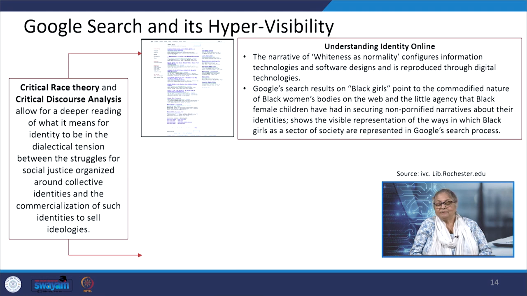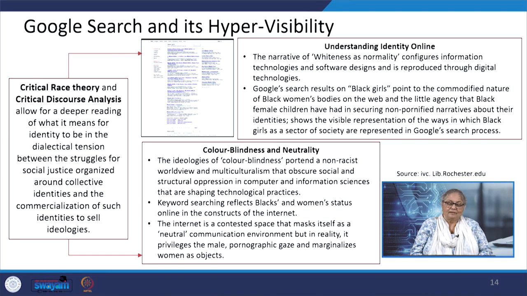It shows the visible representation of the ways in which black girls as a sector of society are presented in the process of Google searches. The ideologies of colorblindness portend a non-racist worldview and multiculturalism that obscure social and structural operation in computer and information sciences that are shaping technological practices. Keyword searching reflects black people's and women's status online in the constructs of the internet.